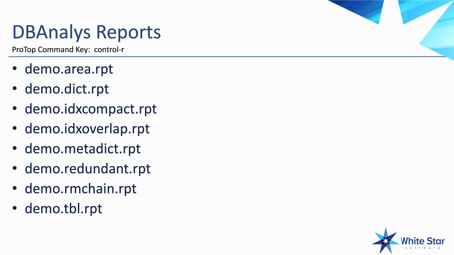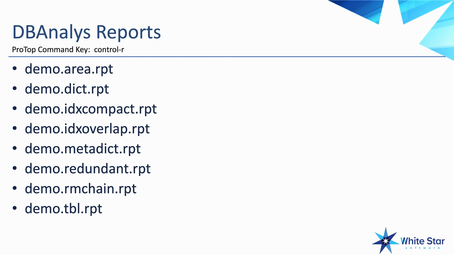IDX Compact is a report that shows candidates for index compaction. So this report will list the tables and indexes that you have in the database and tell you whether or not any of them are poorly utilized and should be compacted. As a side effect, it will also create a sample script that you could use to compact those indexes. The overlap report is telling you whether or not you have duplicate indexes that are partially overlapping each other.